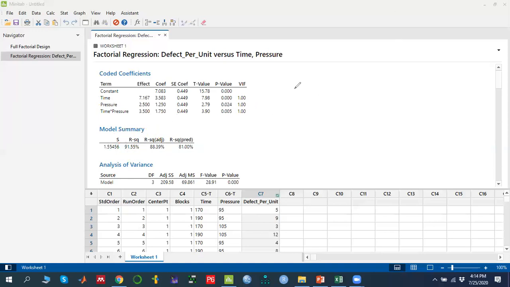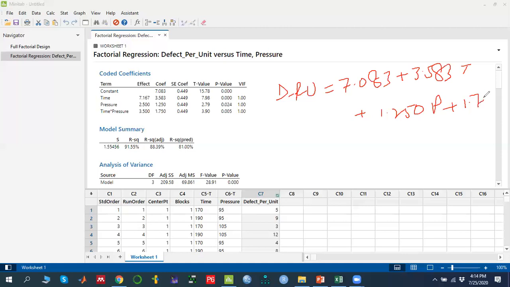So that means we can say that defect per unit, that is the dependent variable, our response variable y, and our regression equation would be 7.083 plus 3.583, which is the coefficient against time, plus 1.250 for pressure, plus 1.50 for time and pressure's interaction.